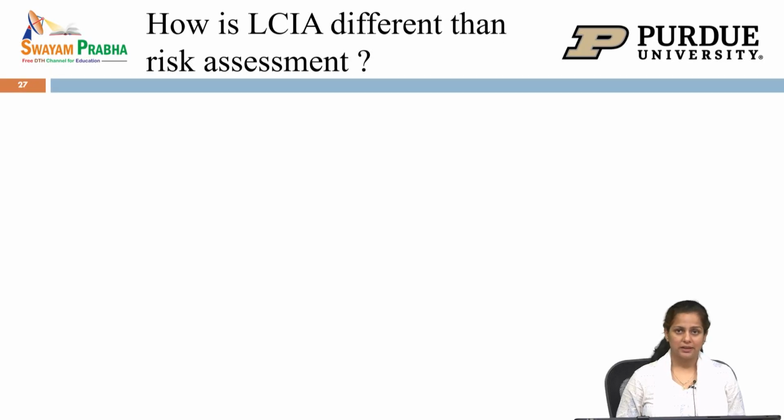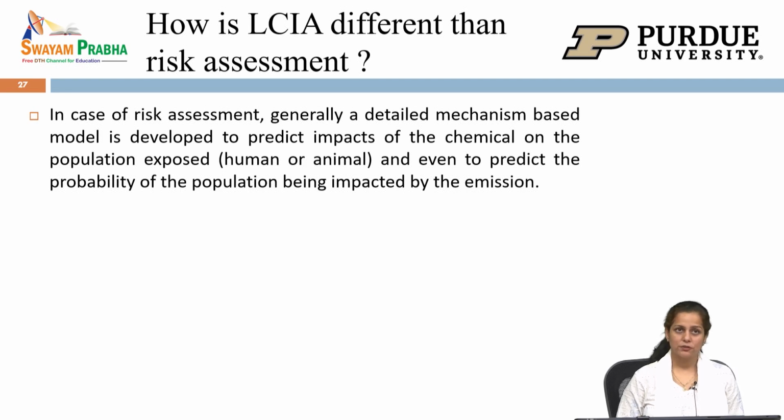So, how is LCIA or life cycle impact assessment different from risk assessment? In risk assessment, we generally use a detailed mechanism-based model to predict impacts of the chemical on the population exposed. It can be both human or animal, and we can even predict the probability of the population being impacted by the hazardous emission exposure.